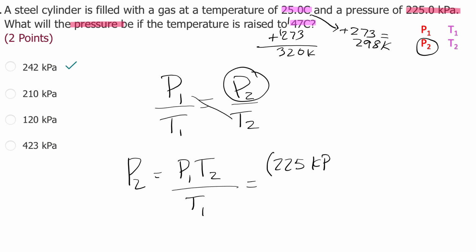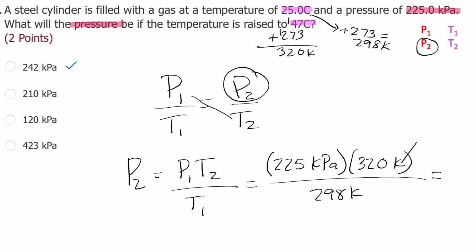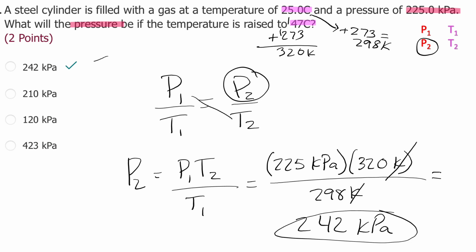225 kPa is your initial pressure. 320 Kelvin is your final temperature. And 298 Kelvin is your initial temperature. So Kelvins cancel out, you're left with kPa. 225 times 320 divided by 298 will give you 242 kPa, which is your answer.